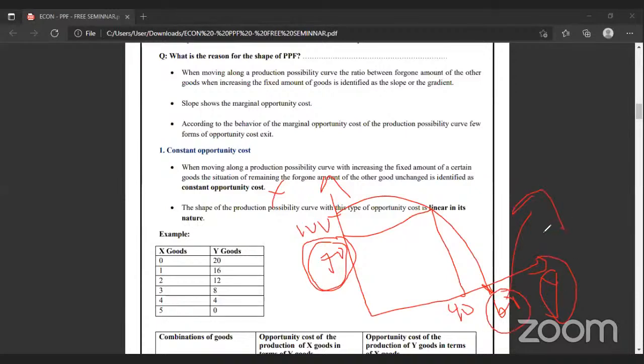But the economy decided to produce some x good also. Then if they sacrifice this 20 y goods, only then they can produce how much? 70 x goods. So producing 70x goods, how many y goods should be sacrificed? This 20 y goods. I hope you got good answers.